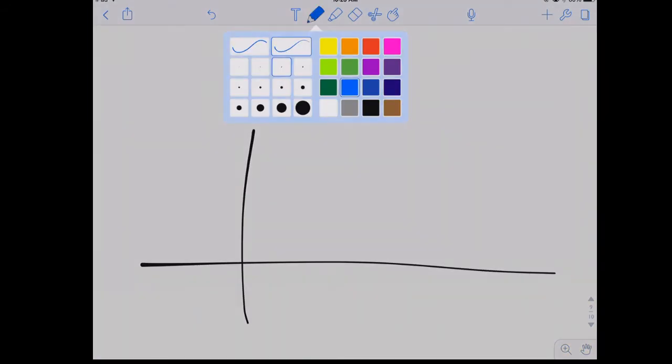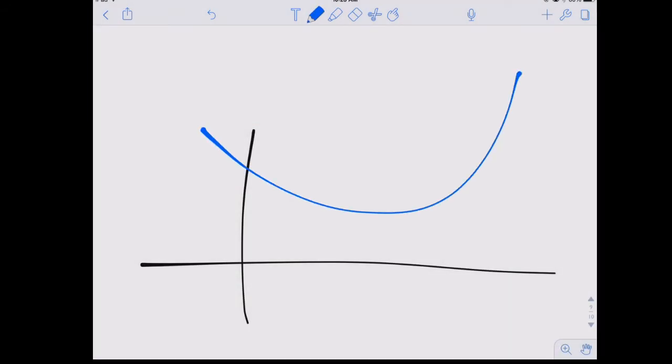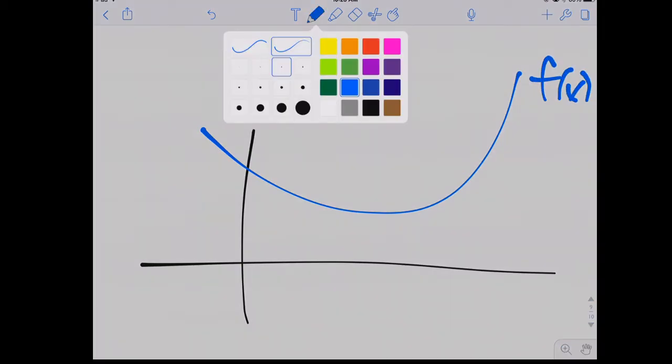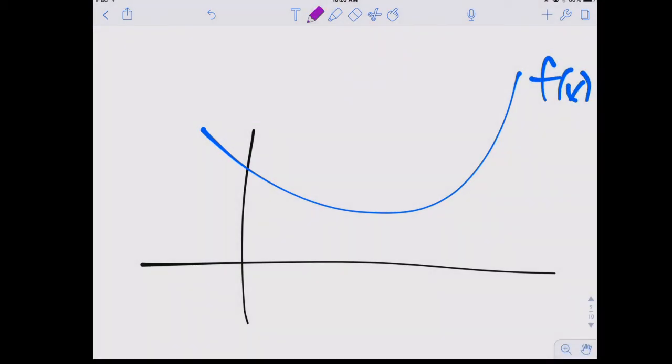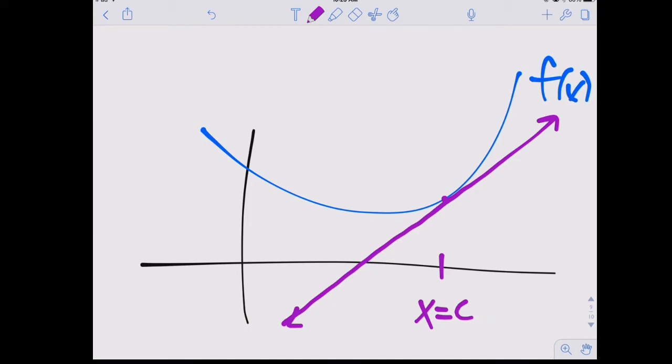So here's what it does. I'm going to show you graphically what the symmetric one does. Let's look at just some function f of x. And let's say I'm interested in finding the slope of the tangent line right there, at x equals c. I want to know what the slope of the purple line is.